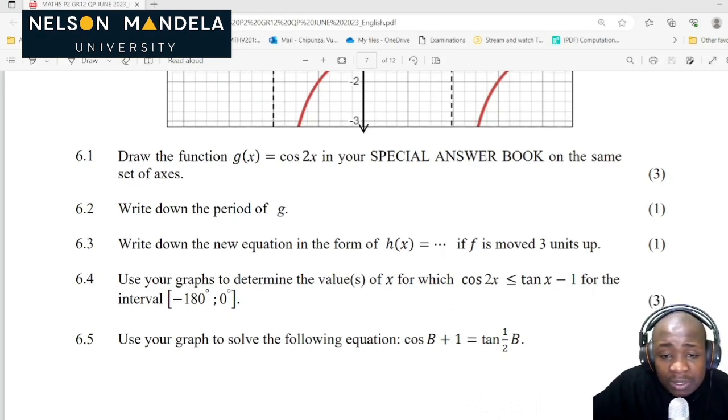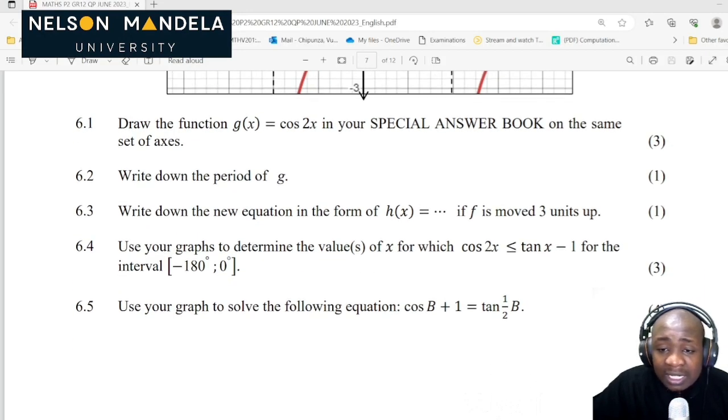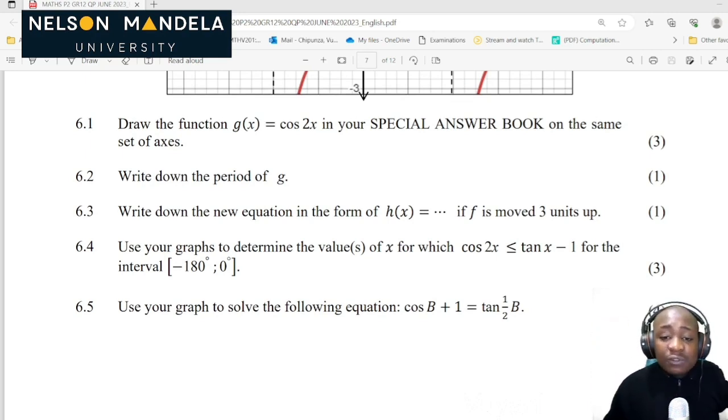6.4, use your graphs to determine the values of x for which cos 2x is less than or equal to tan x minus 1. This is just trying to confuse you. It's just saying use your graph to determine the values of x for which cos of 2x, which is our function g of x that you plotted in 6.1, is less than or equal to tan x minus 1, which is our function f of x that you plotted above. It's already been plotted. You can actually solve this problem, or you can just see it. I'm able to just see it, even if it's only 3 marks. This is g of x, this is our f of x.